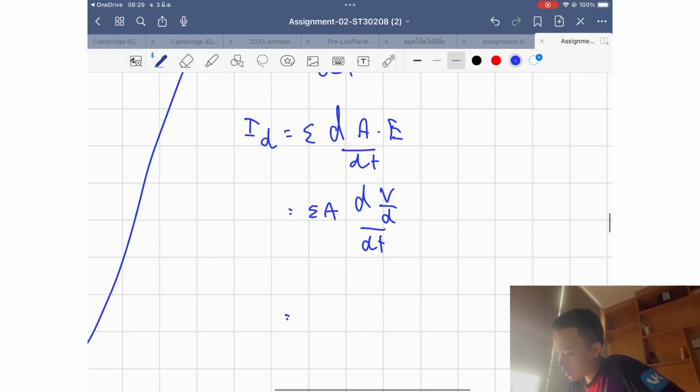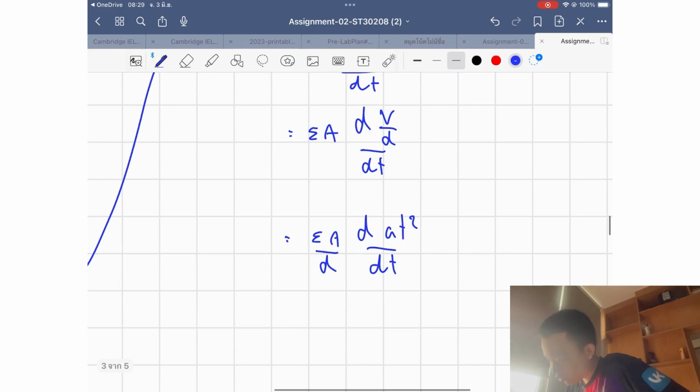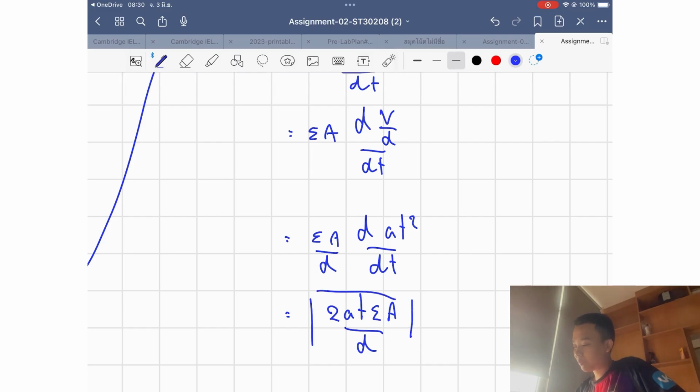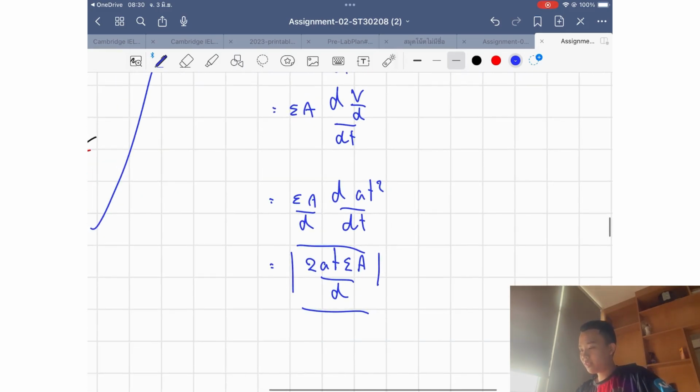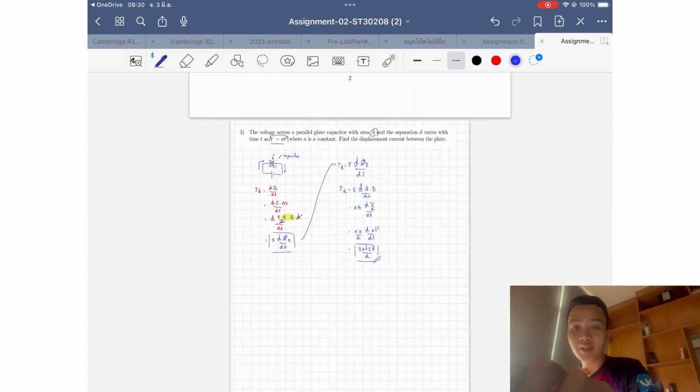So we just substitute this in and use simple calculus, and we will get the equation of the displacement current between the plates. This one is the displacement current. We have figured it out. So thank you for listening. Let's move to the next question.